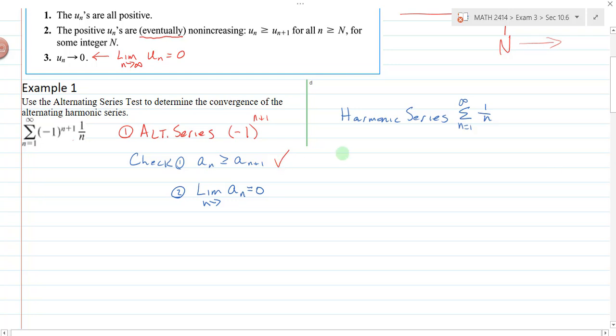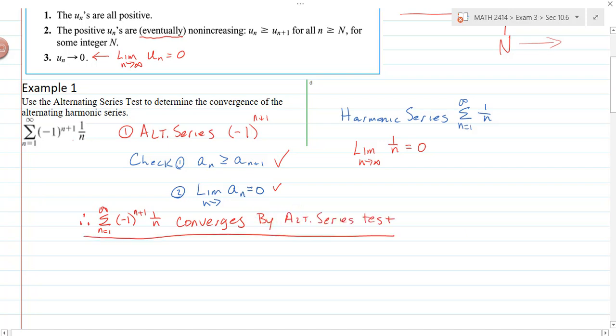Then the next thing we have to check is the limit as n approaches infinity of 1 over n. Is that equal to 0? And the answer is yes, because this ends up being 1 over infinity, and 1 over infinity is 0. Therefore, we would conclude that the alternating harmonic series converges by the alternating series test.